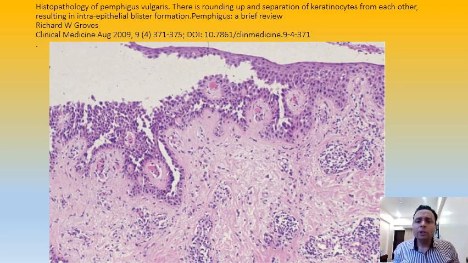So this is like an acantholytic cell here. You can see a lot of rounding up of the cells. Cells are lost, and there is a cleft. This cleft is suprabasal. It is not in the granular layer, it is not that superficial. It is a classical Pemphigus vulgaris histopathology. You will get one slide in the university exam also.